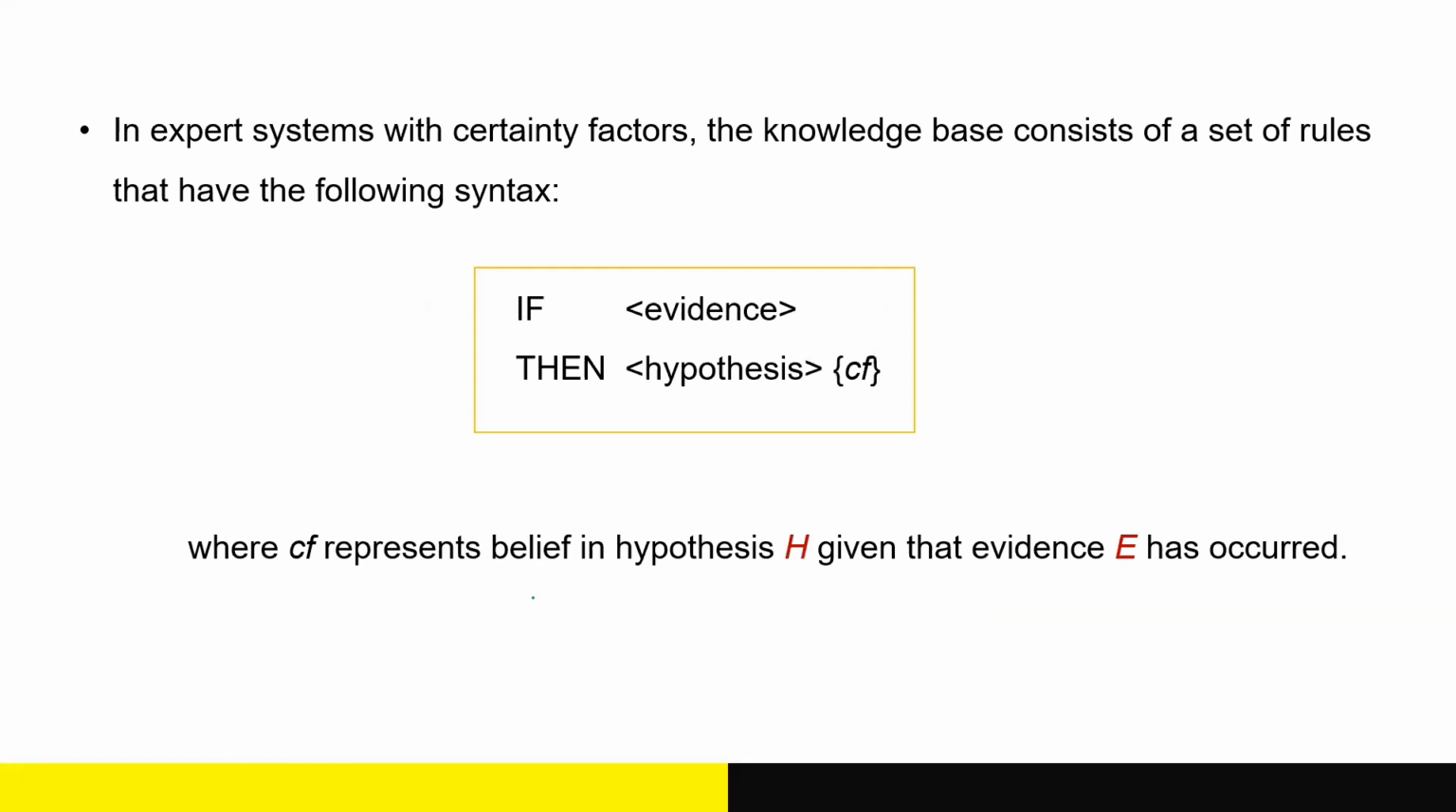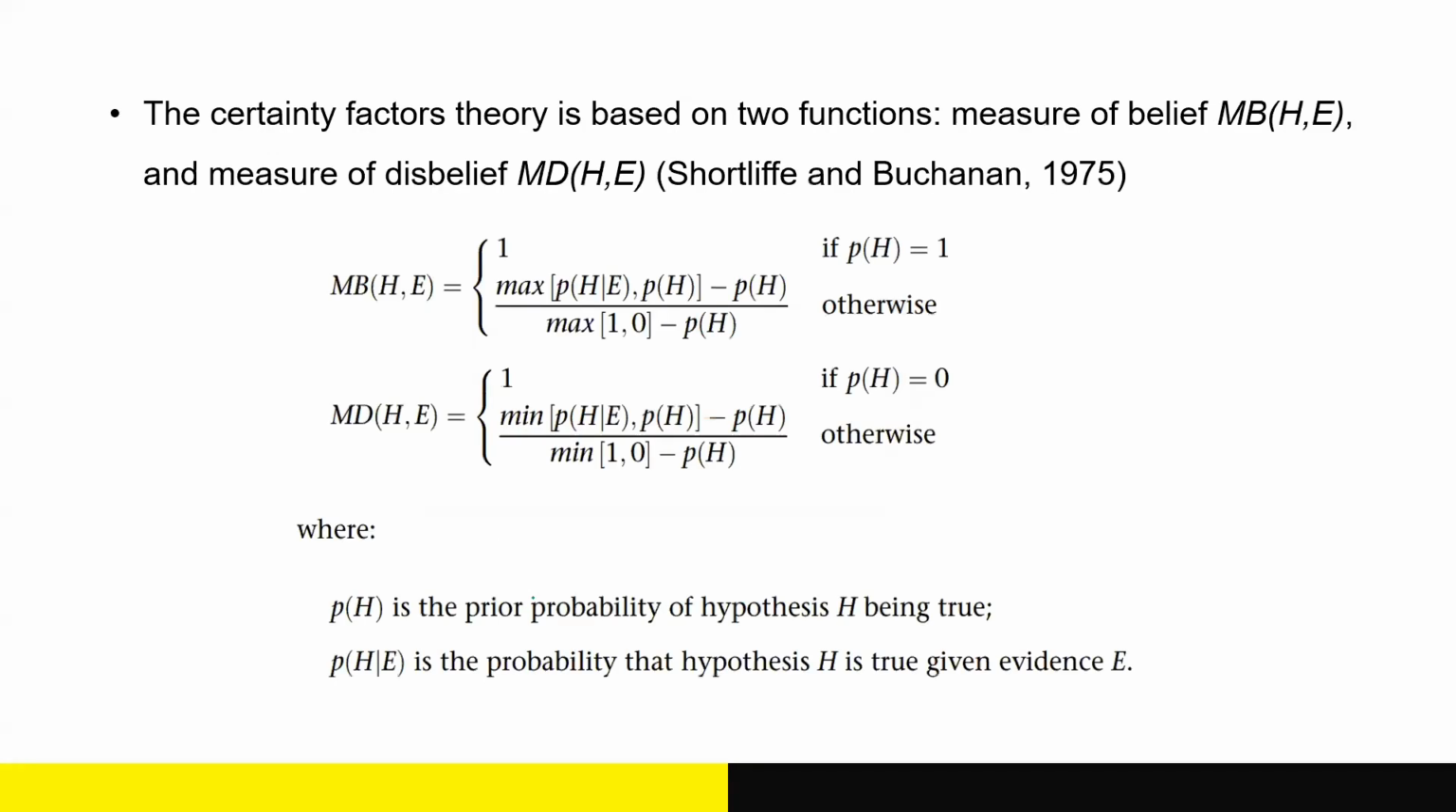In expert systems with certainty factors, the knowledge base consists of a set of rules that have the following syntax. IF evidence E THEN hypothesis H {certainty factor}, where the certainty factor represents belief in hypothesis H given that evidence E has occurred. The certainty factors theory is based on two functions, measure of belief and measure of disbelief.